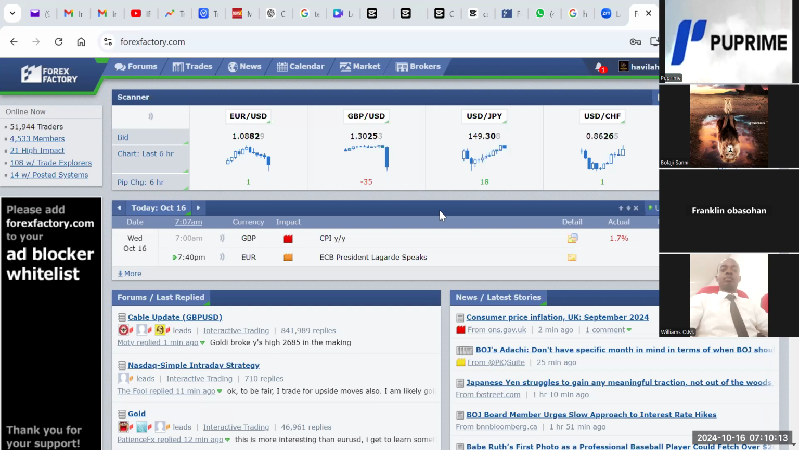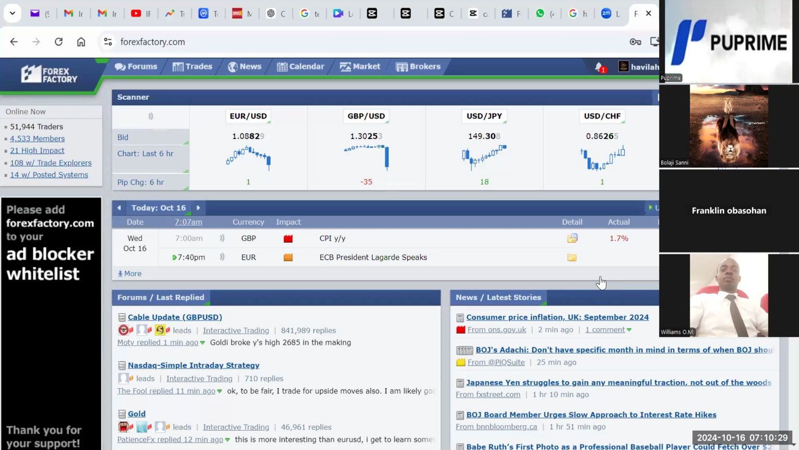From the fundamental end, there are two events today. One has taken place already by 7 a.m., just 10 minutes ago, and that's CPI from the United Kingdom, and the GBP reacted massively to that news event by going massively bearish.